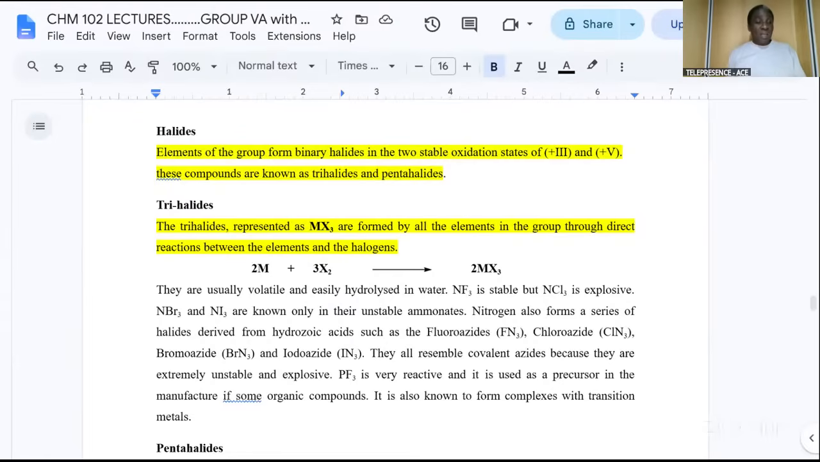Halides, these are compounds with what? Halogens. Elements of this group form binary halides with two stable oxidation states. That is, they have the ability to form halides in the two stable oxidation states, plus 3 and what? Plus 5. Why were they not able to form halides in the plus 5 states, apart from the fact that the energy required to form compounds in the plus 5 state is very high?